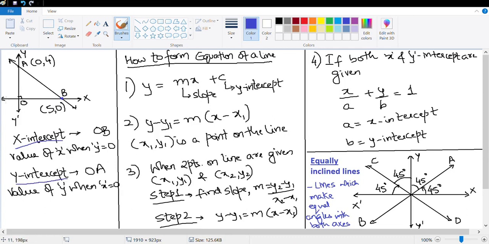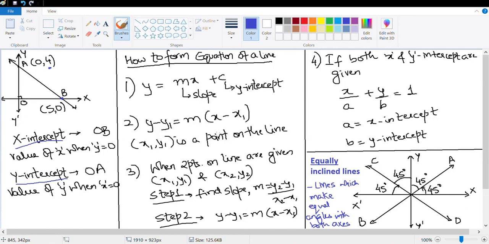So in this example, OA is the y-intercept. This is basically the point at which the line cuts the y-axis. The y value of it gives me the y-intercept. You can also say that y-intercept is the value of y when x is equal to 0.